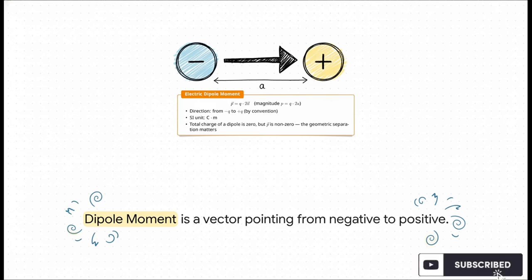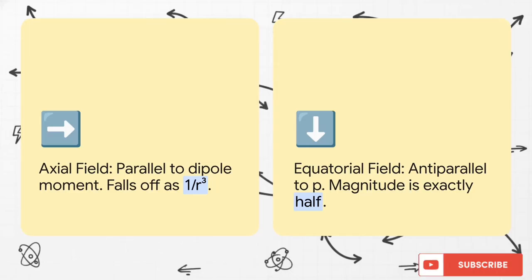To find its magnitude, you just take the charge q and multiply it by the separation distance 2a. But you have to pay close attention to the direction here. By convention, the dipole moment vector points from the negative charge over to the positive charge. You are almost guaranteed to be tested on the electric field produced by a dipole.